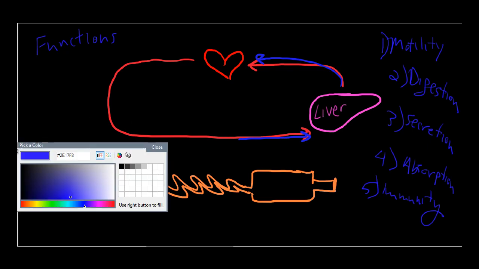So let me just change the color. What's a nice color? I don't know. Maybe something yellow.